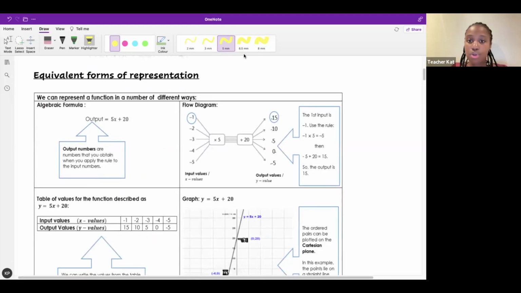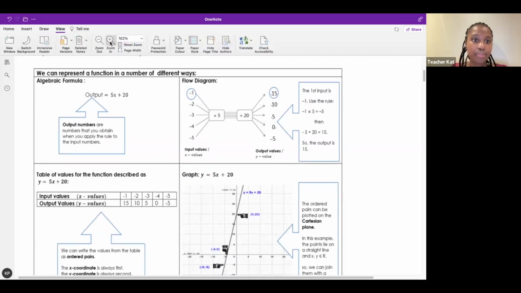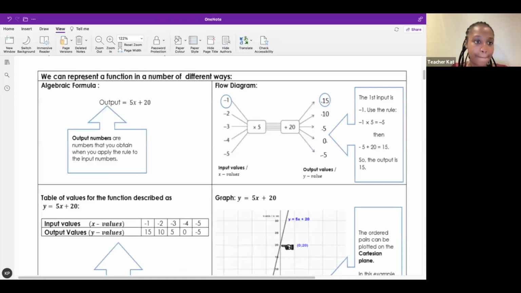These are the 4 types of representations that we have for functions and relationships. I'm going to zoom in now. We're going to speak about each one. All right. The first one is we represent relationships and functions using an algebraic formula.